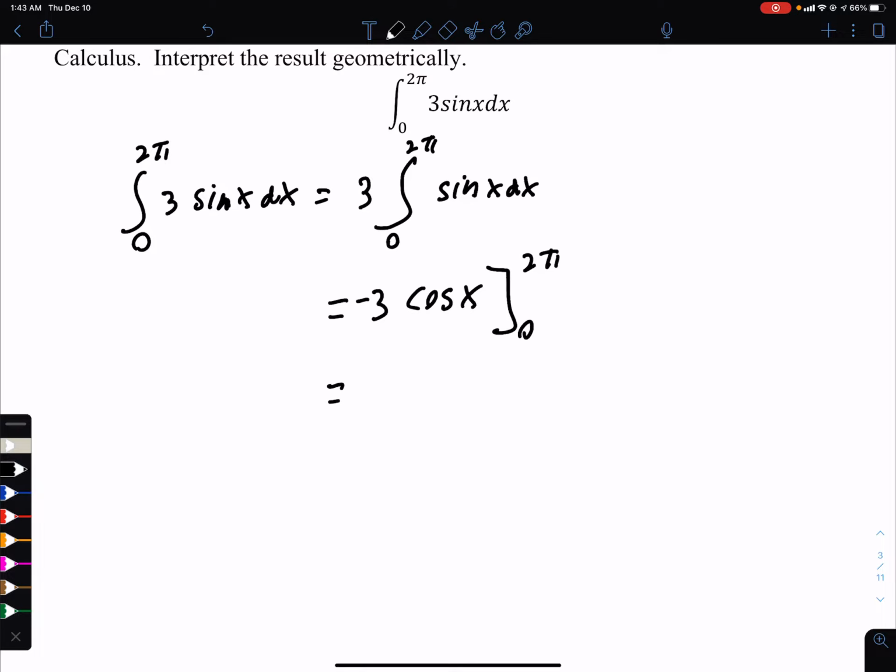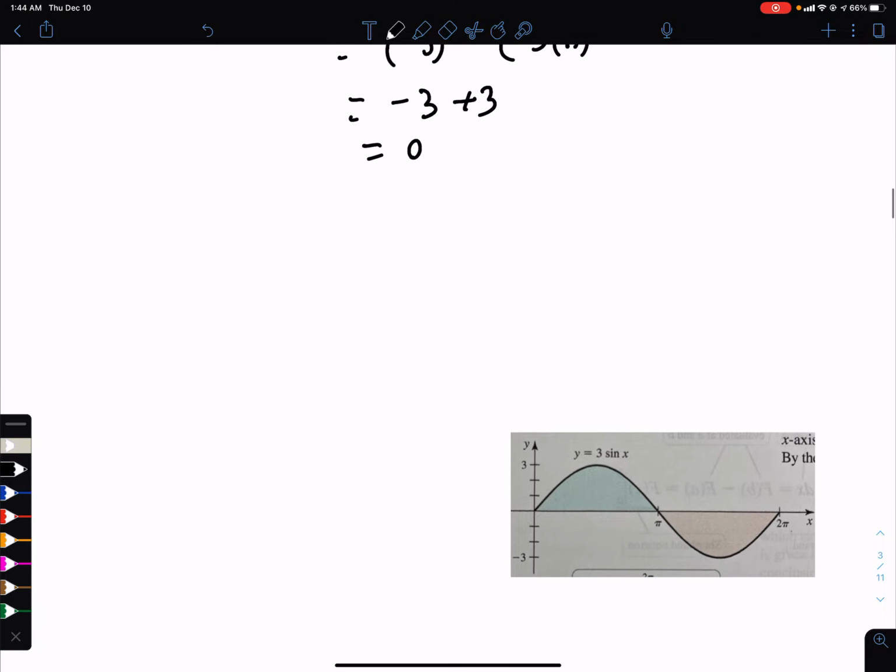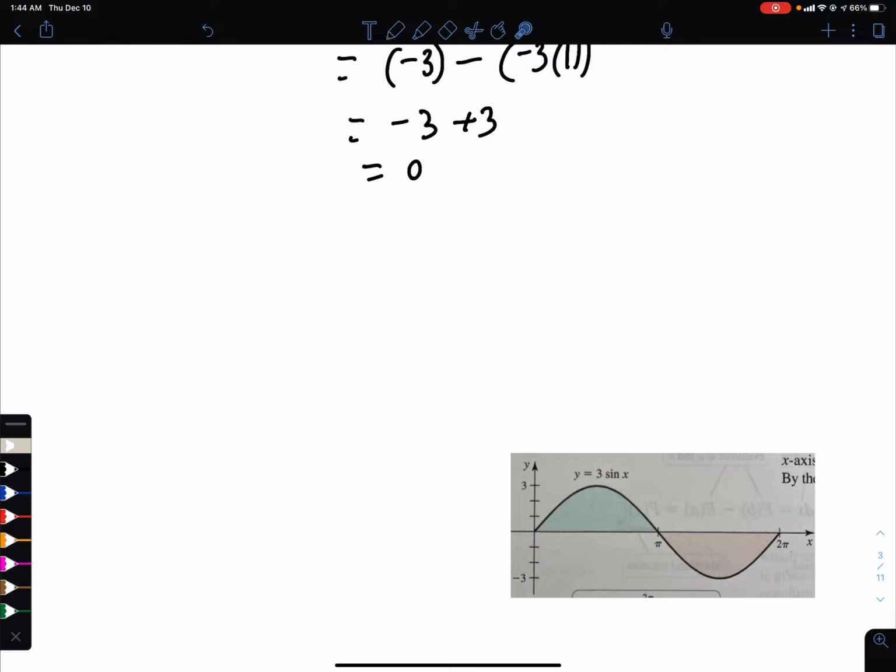And then the same rule. We plug in the upper one first, minus 3 cosine of 2 pi, minus, we plug in the bottom, but cosine of 2 pi is 1, and cosine of 0 is 1. So we have negative 3 plus 3, which is 0. How's that possible? Well, what does this function look like? It is a sine wave, right? With an amplitude of 3.